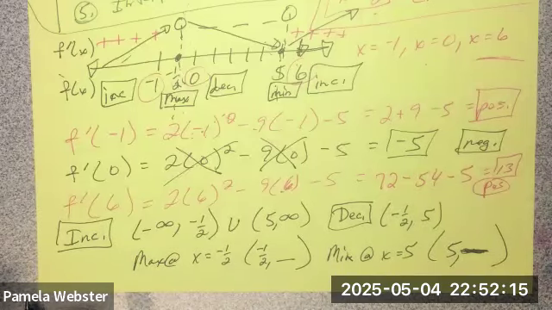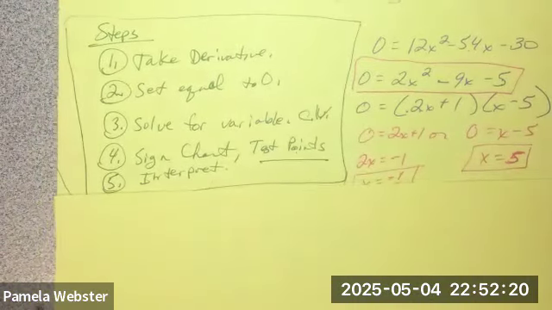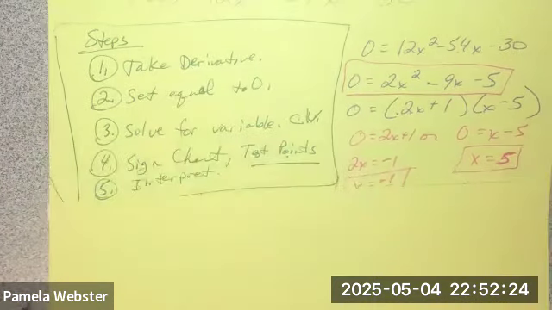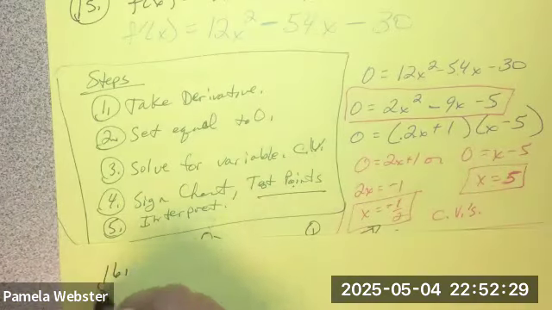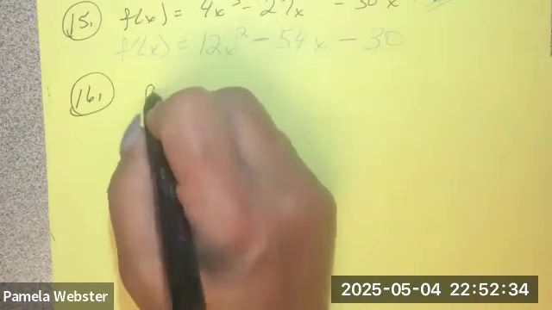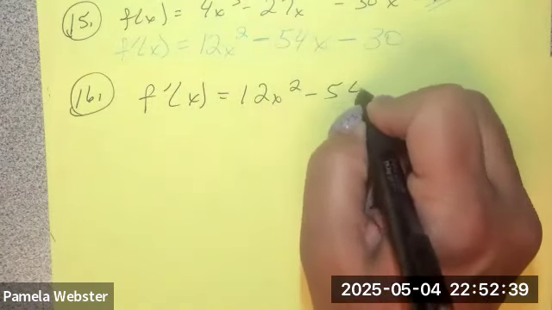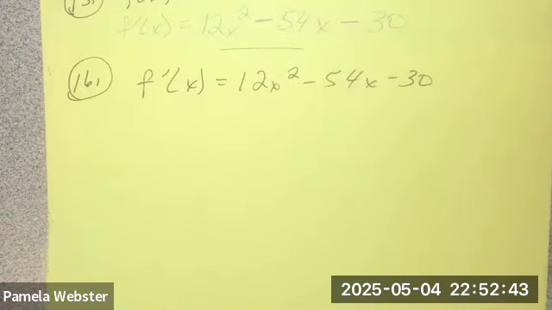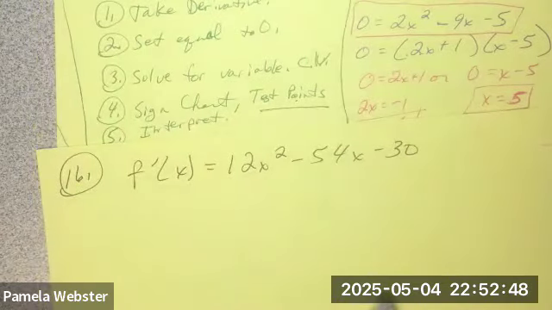The second derivative, like I said before, is going to work exactly the same with the same steps here, except it's going to say take the second derivative. Now we know, and this number 16 basically tells me to continue, that f prime of x was 12x squared minus 54x minus 30. Okay, that was my derivative. So I'm going to use the same steps to work out the second derivative test.